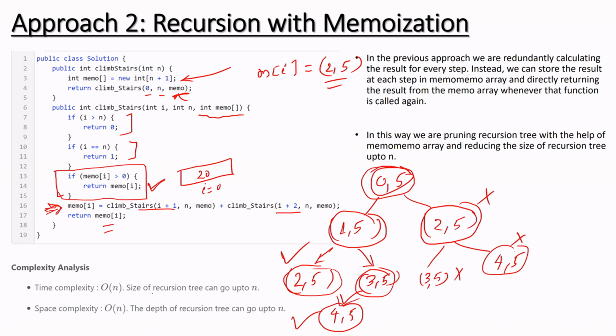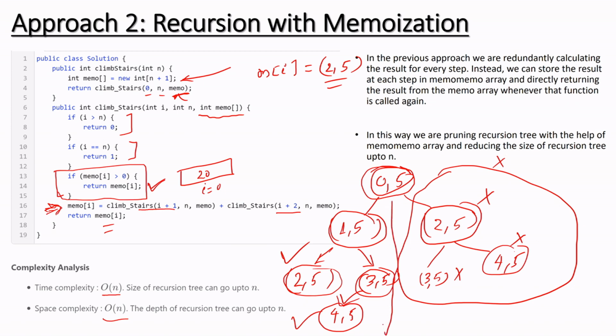That is why, if we calculate the complexity, it moves to O of n, because we are not going to take O of n square time. This part, as you can see, we do not need to calculate because we have already calculated it. So the size of the recursion tree can go up to a maximum of n, and the time complexity will remain O of n. When we talk about space, this also remains the same, because we go up to a depth of n, so the space complexity will remain O of n.